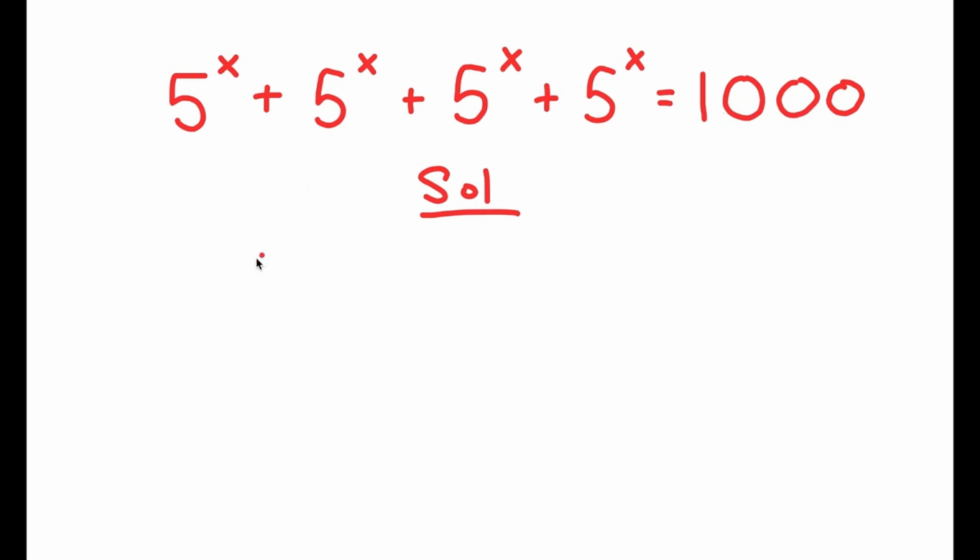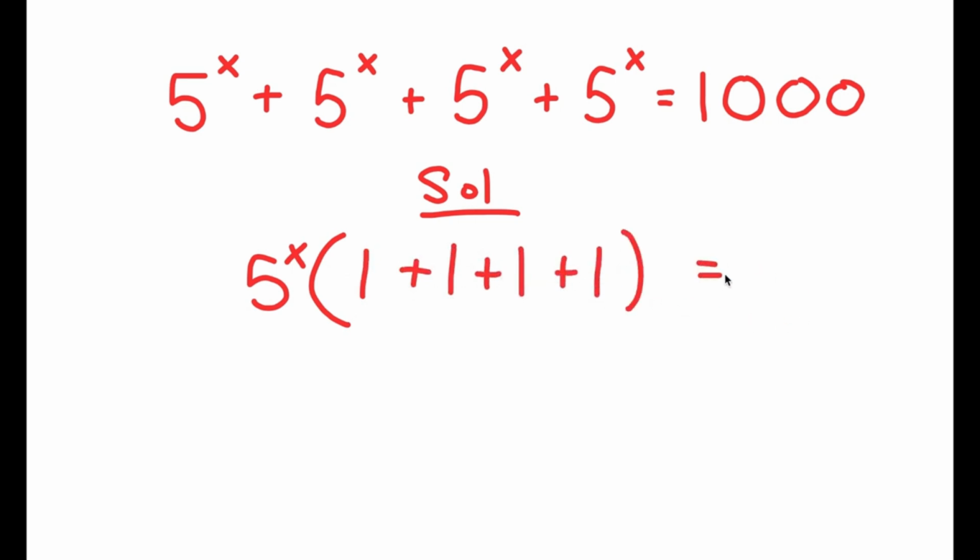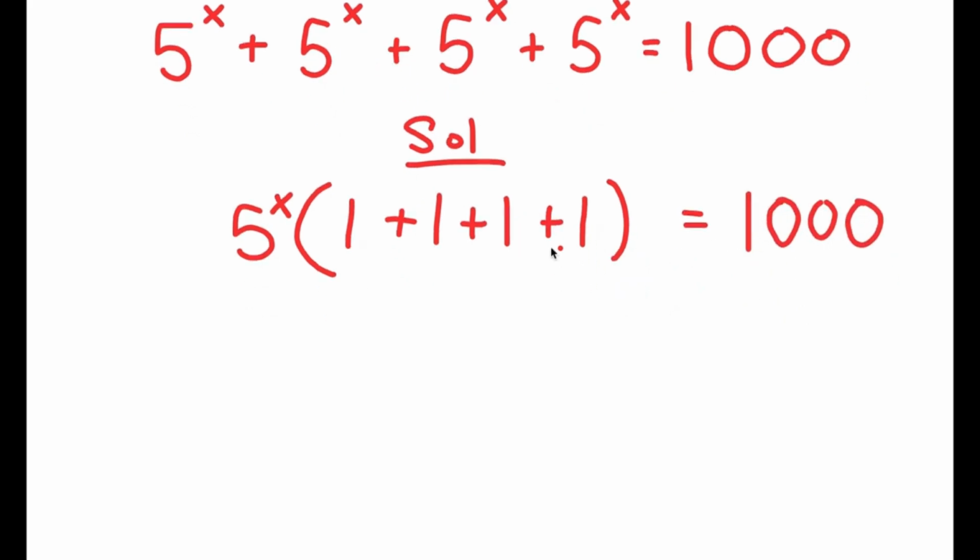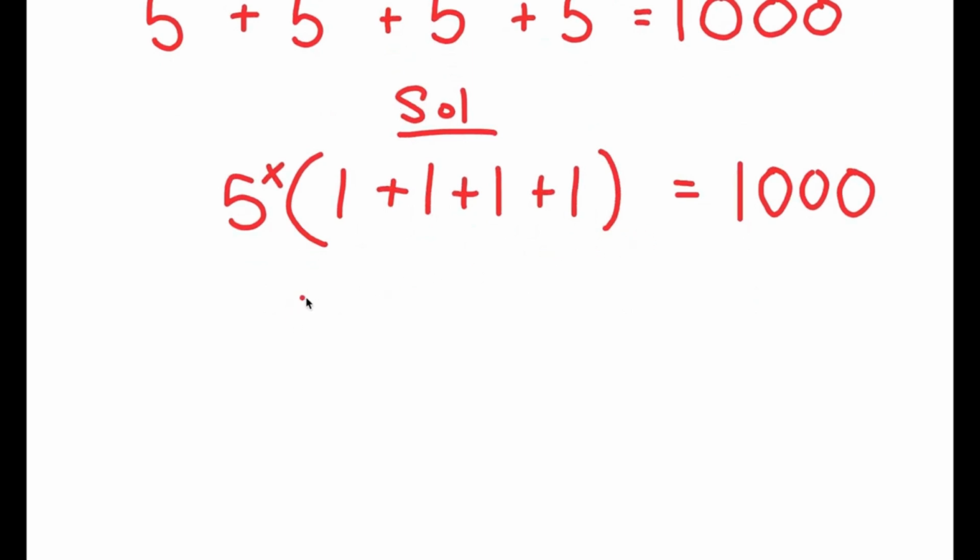to factor them out. So I get 5 to the power of x times, 5 to the power of x divided by 5 to the power of x is simply 1, so I get 1 plus 1 plus 1 plus 1 is equal to 1,000. And now 1 plus 1 plus 1 plus 1 is 4, so I get 5 to the power of x times 4 is equal to 1,000.